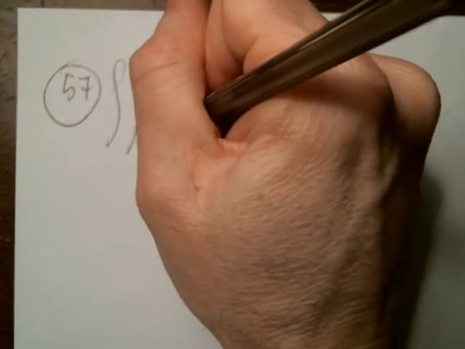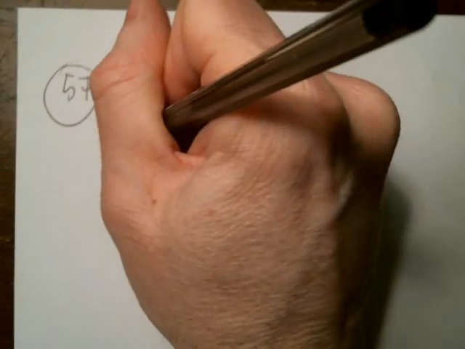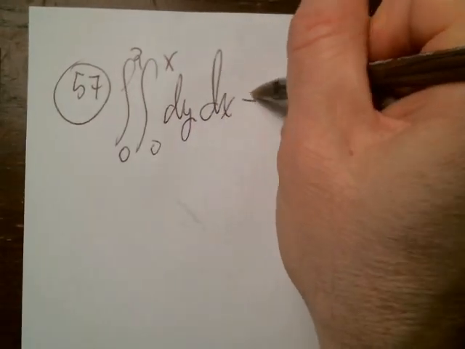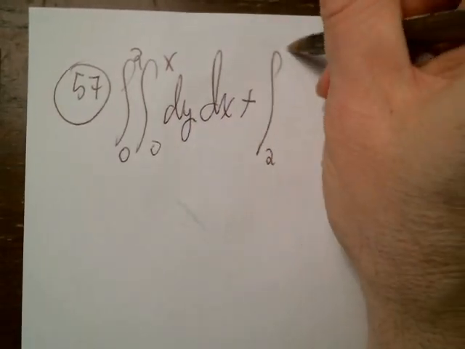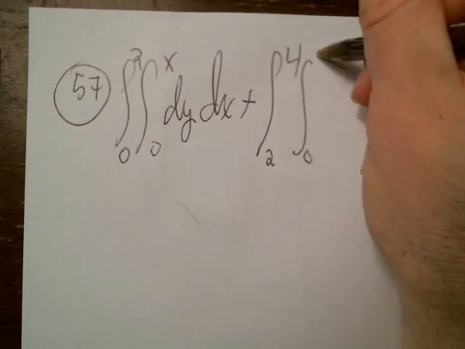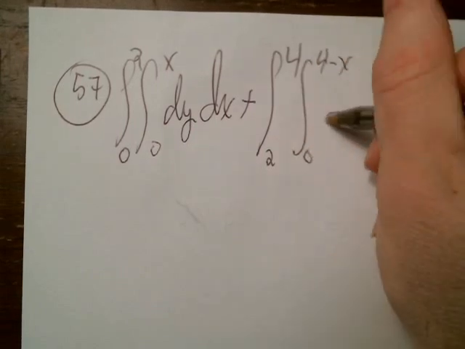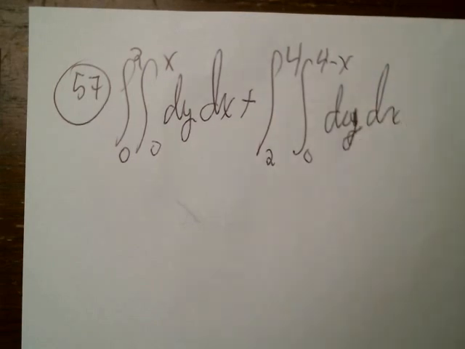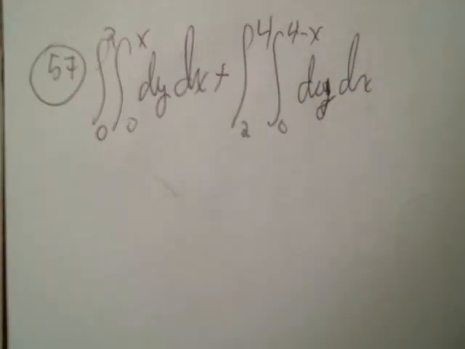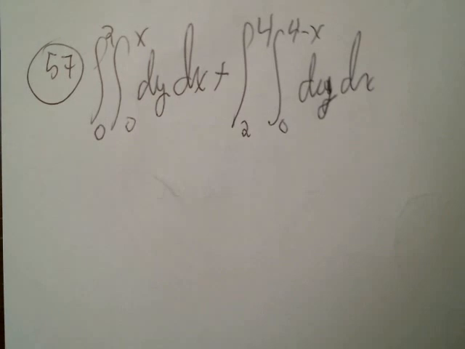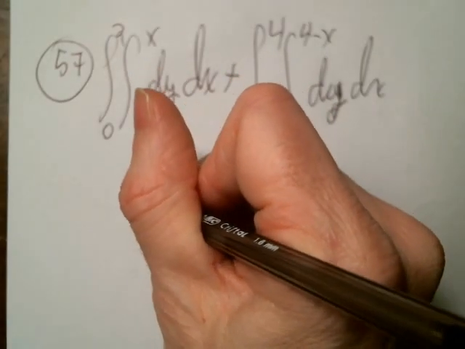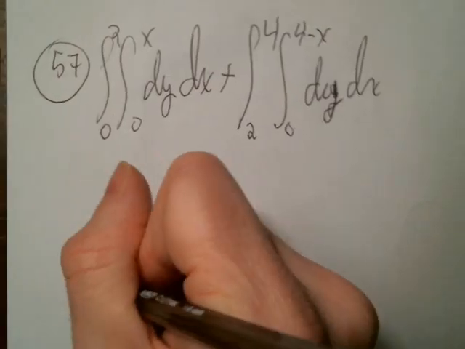go integrate from 0 to x and 0 to 2. We have dy dx, and then plus the integral from 2 to 4, and then 0 to 4 minus x dy dx. Okay, so this integral in this orientation is kind of bad. You don't want to have to do two integrals if you can just pull off one integral.